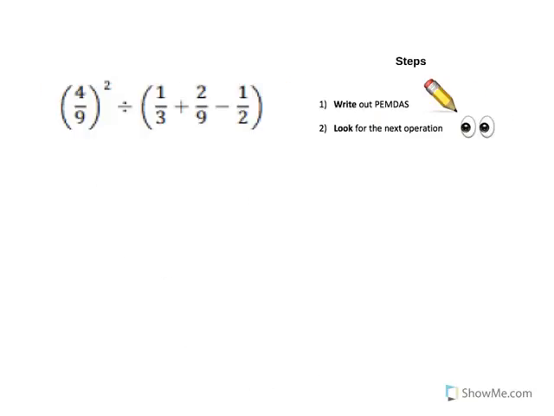Let's do one more. Here, first step, I write out PEMDAS, and I look for the operation.